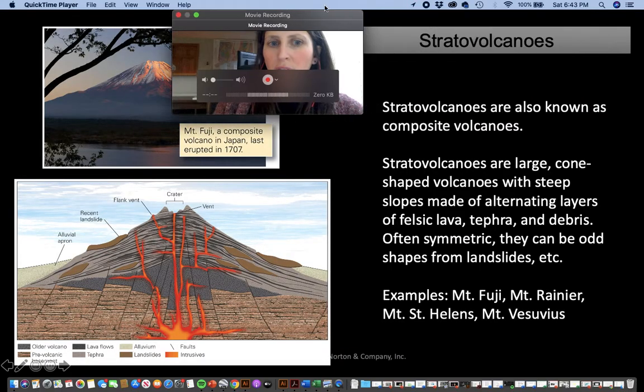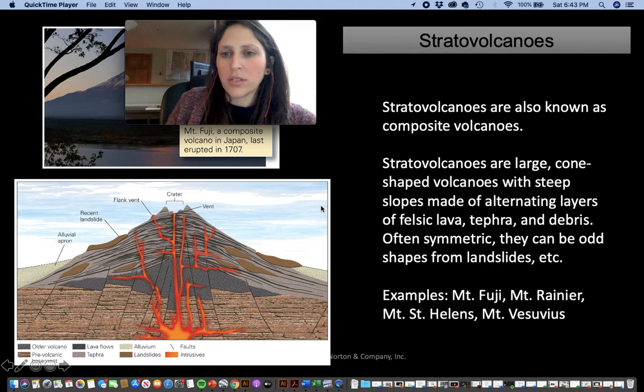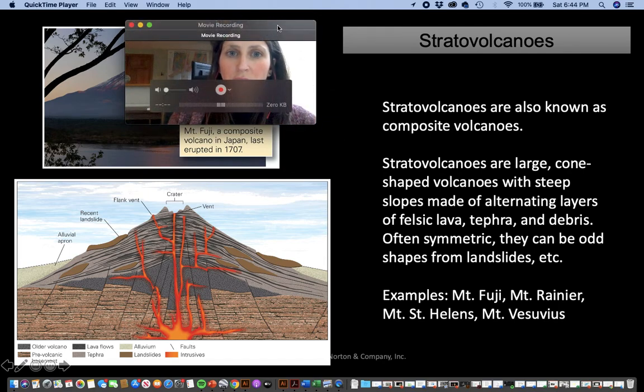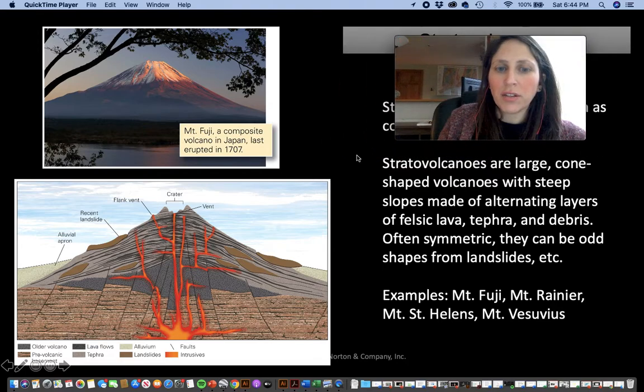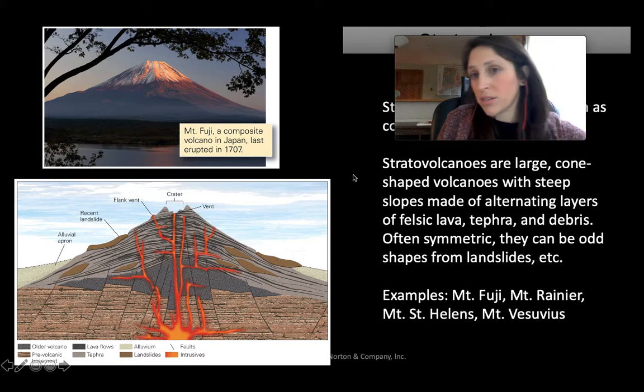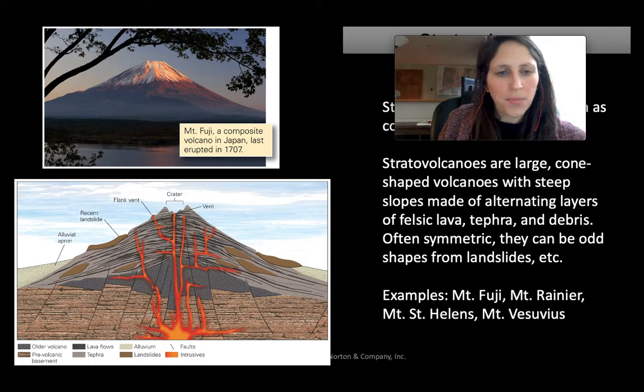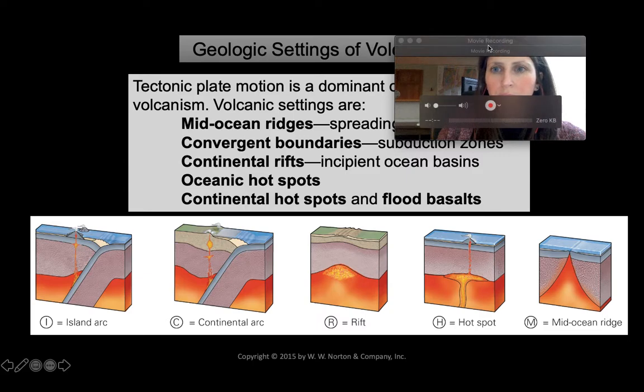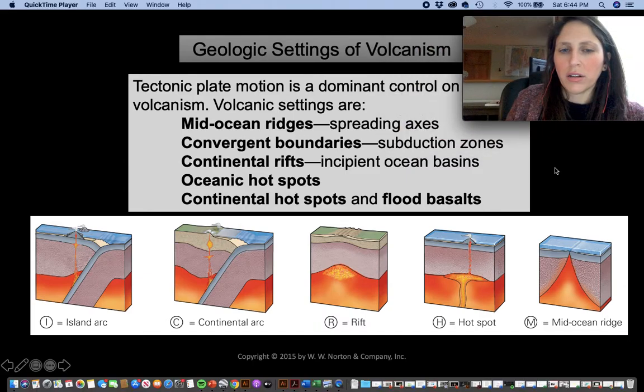You have stratovolcanoes, also known as composite volcanoes. They're large cone-shaped volcanoes. These are mostly made up of felsic lava. Okay, so these again are higher, steeper volcanoes, and are going to be mostly felsic to intermediate in composition, right? Good examples: Mount Fuji, Mount Rainier, whoever has that national park, now you know, Mount St. Helens, etc.